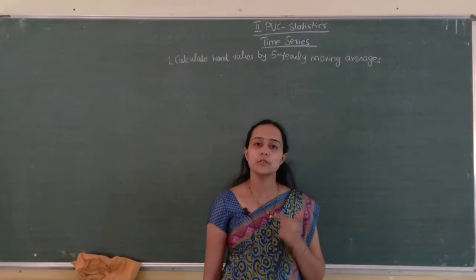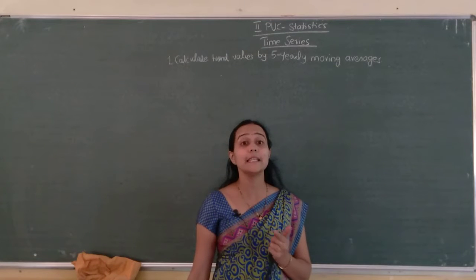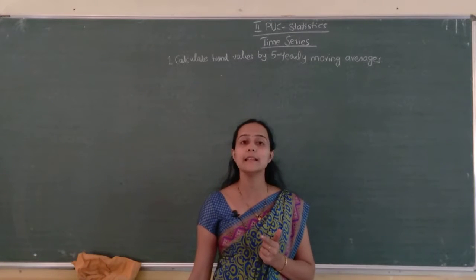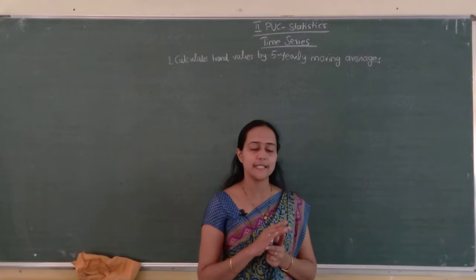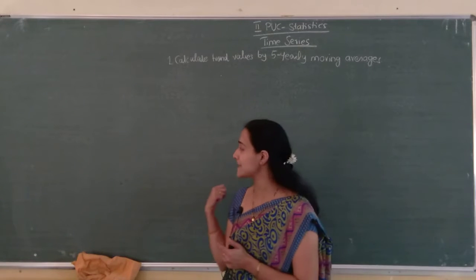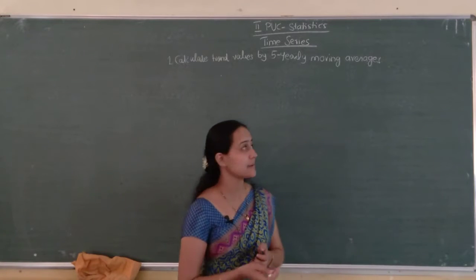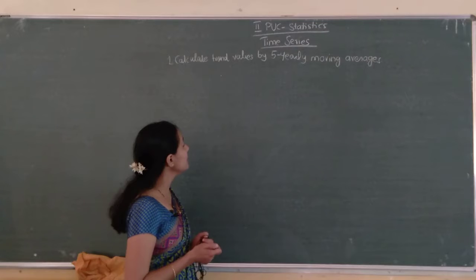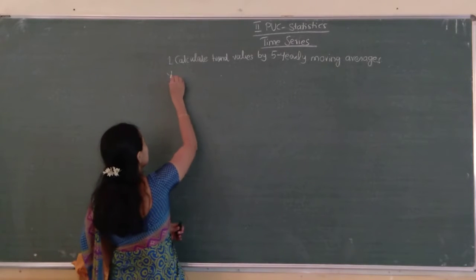Okay. So today we will think about 5 yearly moving averages. 3 yearly moving average is over. One problem we did without a graph, one with a graph. In today's class we will discuss 5 yearly moving averages. So compute 5 yearly moving averages for the following data: year and sales.